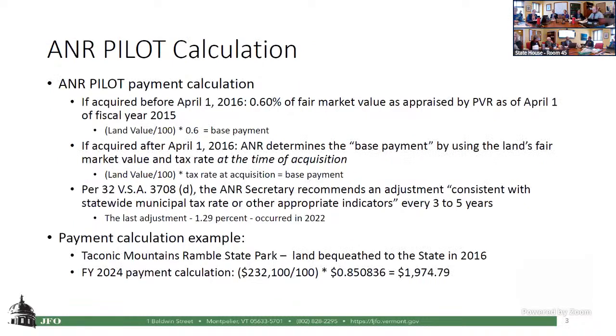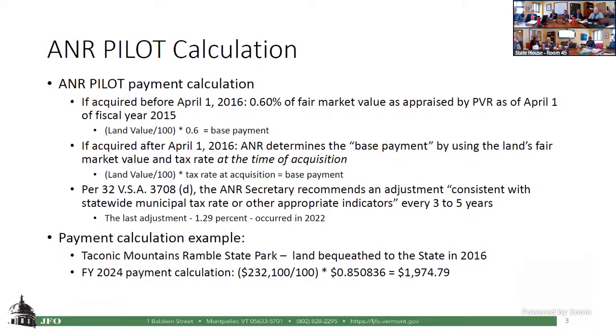I'm going to start with the A&R PILOT calculation because I'm going to spend a lot more time with the general PILOT calculations, and spend a little time with how the CLA intersects with the general PILOT calculation. The A&R PILOT calculation works as follows. For land that was acquired before April 1 of 2016, it's 0.6% of fair market value as appraised by PVR on April 1st, 2015. So the formula is below.